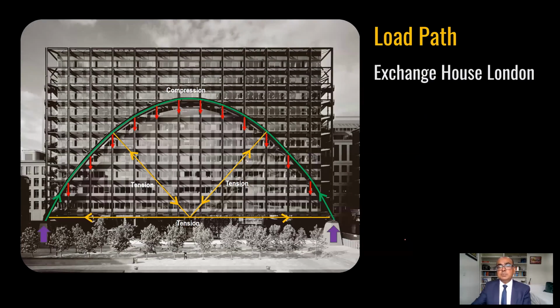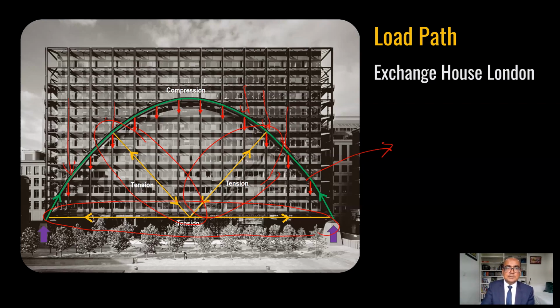It is extremely important to understand load path. This is the example of Exchange House in London. In green, you will see this arch which is taking compression. And then you have these elements which are taking tension, and then you have the bottom element which is taking tension as well. Now the columns here are all supported on this compressive element. So this is how load is transferred.